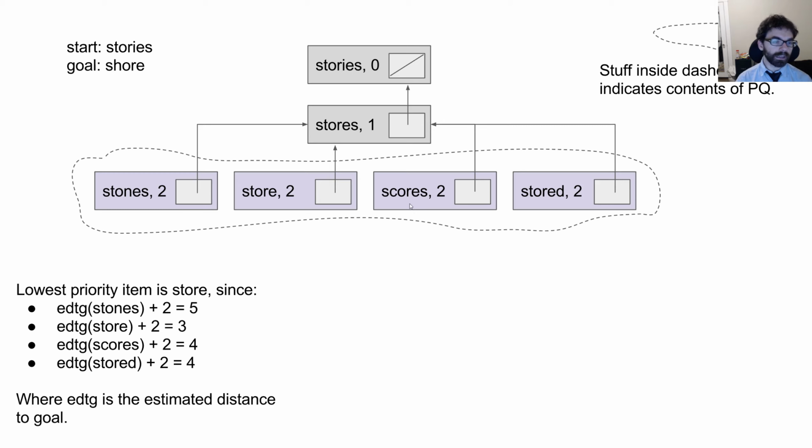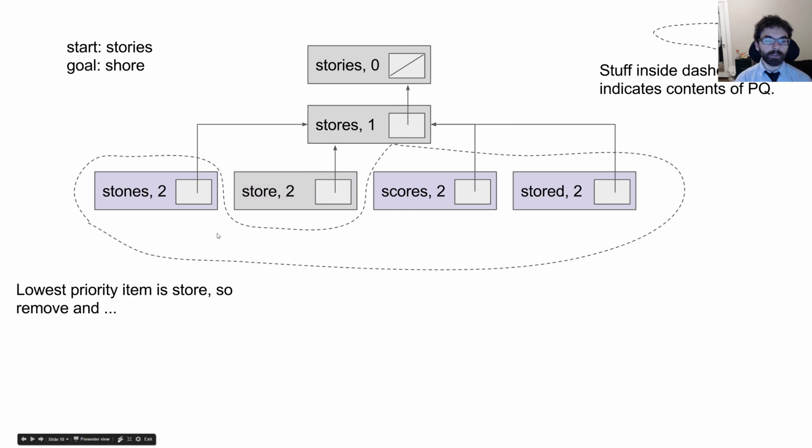Okay. So scores, let's just go through it. To turn scores into shore, we would change the C into an H, and we drop the S. Same deal here. We take the T, turn it into an H, drop the D. So these should be fine. So at that point, the next one we're going to remove will be this one right here, because we're deciding which ones are lowest priority based on the sum of this value and the estimated distance to the goal. So at that point, we remove store, which is the lowest priority item.